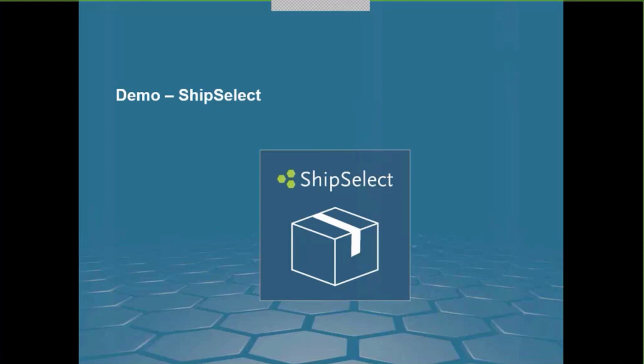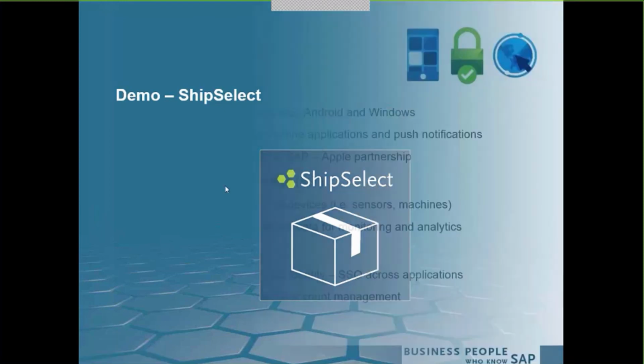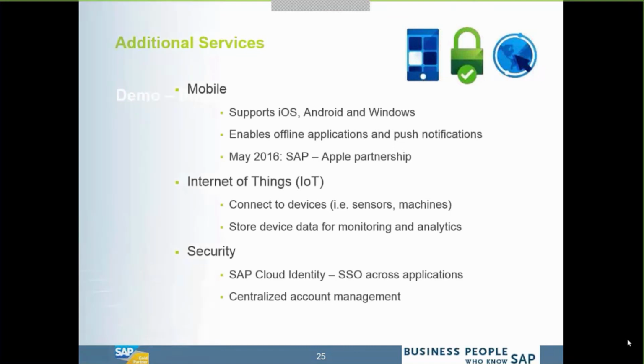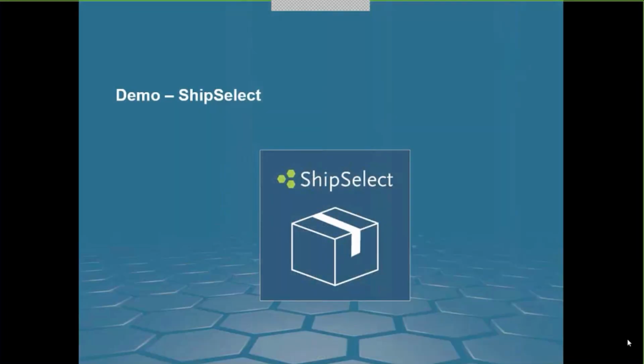Okay, and then for our last demo, with the amount of time that we have left, we just wanted to show you how all of this fits in together into a single robust application developed on the SAP Cloud Platform. And the application that we have developed is called Ship Select. Ship Select is an app that lets you ship packages with multiple carriers from a single interface. So I will bring that up now.